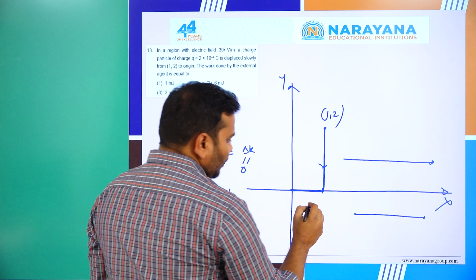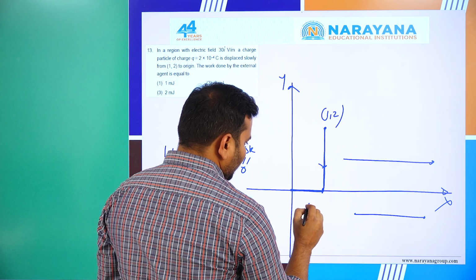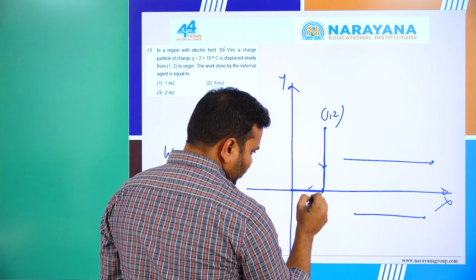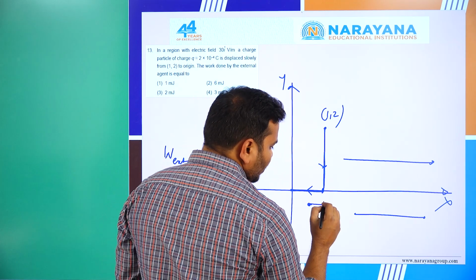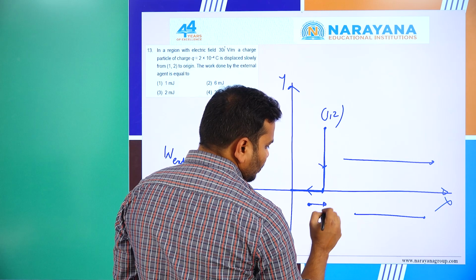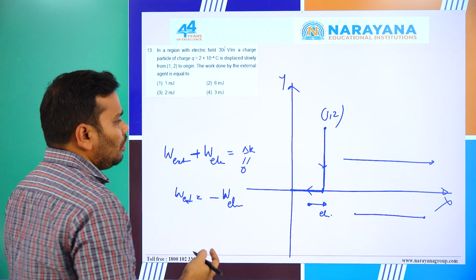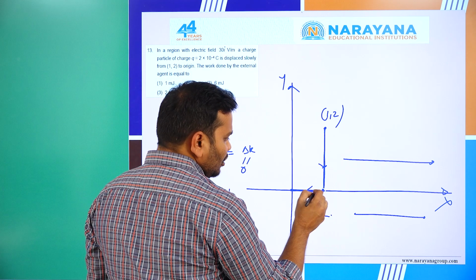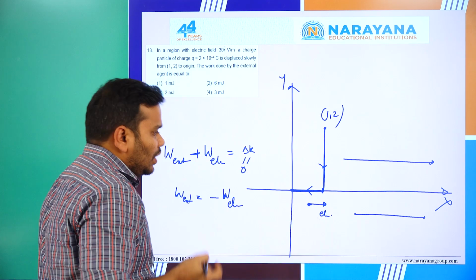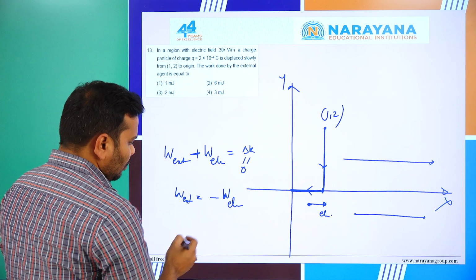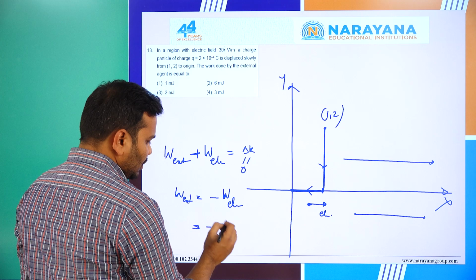Now work done by the electrostatic force for this path is obviously 0, and only for this path you have to find it. The charged particle is a positive charged particle. While it is moved from here to here, there will be an electrostatic force in this way, right? But the charged particle is moved in this way, so work done by the electrostatic force is obviously negative. So negative of negative will of course be positive.